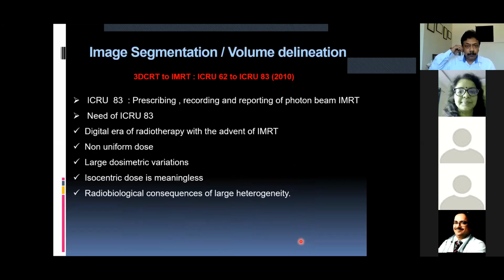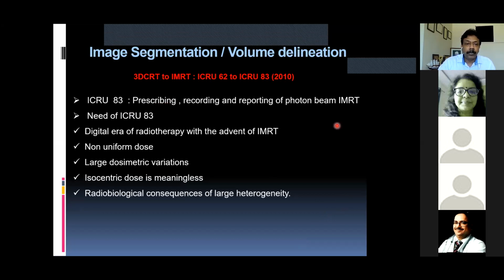But in IMRT, when we move from 3D CRT to IMRT, there is an ICRU report, that is ICRU 83, introduced in 2010, for prescribing, recording and reporting of photon beam IMRT.